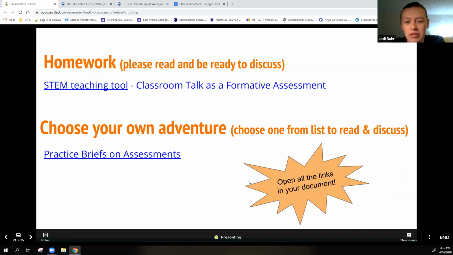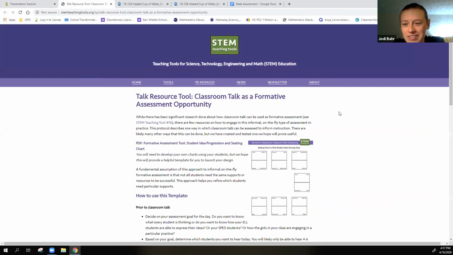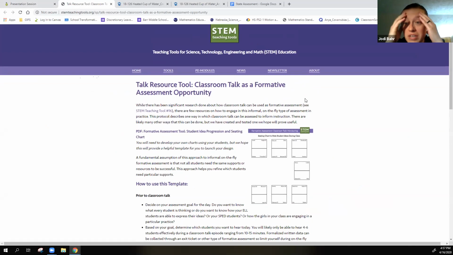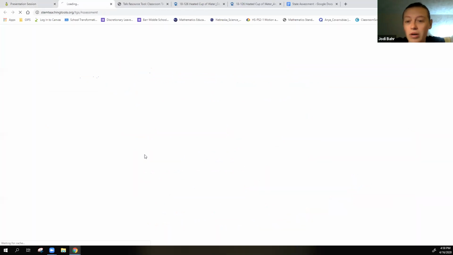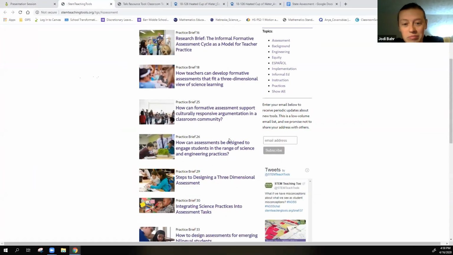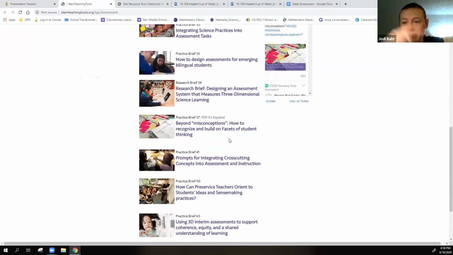Yeah, we have a couple of things that we would love for you to do in preparation for our next session. Here's one, the STEM teaching tools. Honestly and truthfully, this whole process, I had been very confused about assessment systems, and through this process I've learned a ton. One of the tools was using the STEM teaching tools, and the other one is to choose your own adventure. There are practice briefs on assessments. We just want you to take one and read about it and come back with that information, because we'll utilize that at our next session.